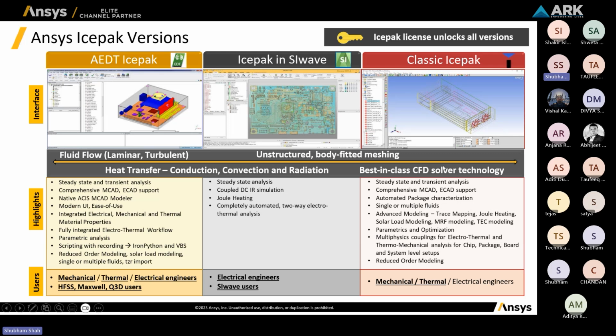Now when we talk about Classic Icepack, what are the different kinds of simulations we can do? What are the capabilities? Whether it's single phase, multi-phase, whether you can go ahead with trace mapping, joule heating, solar load modeling. These are the various capabilities which will be presented over the coming few slides, including how you can perform multi-physics coupling, and whether you can go with ECAD support, MCAD support or not. All of these we will be seeing in the coming slides.